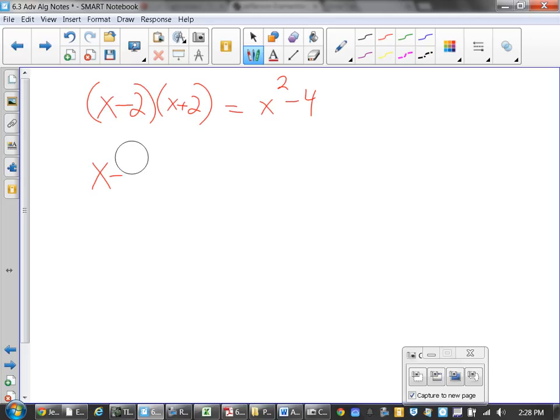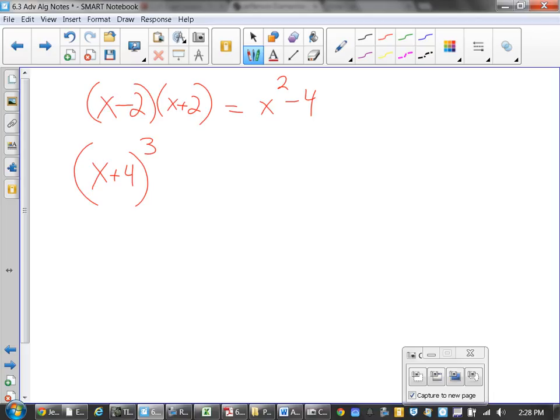Oh, I don't want to use 3. I want to say x plus 4 cubed. There's a special pattern that works for this every single time. If I have x plus 4 cubed, that means x plus 4, x plus 4, x plus 4. Do you agree? Yes. All right.